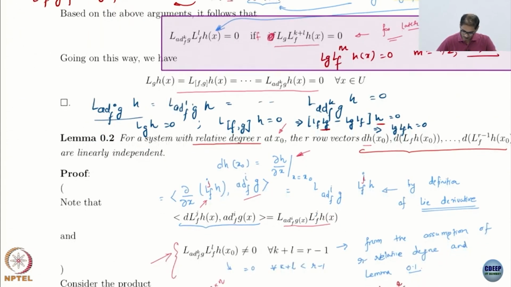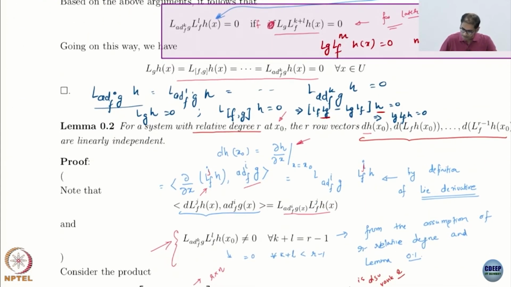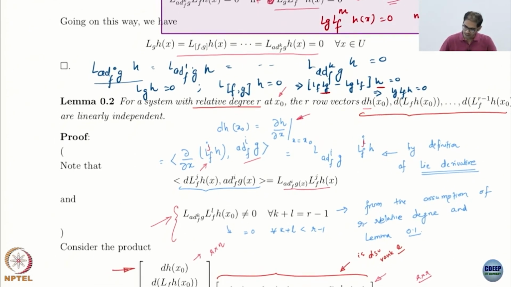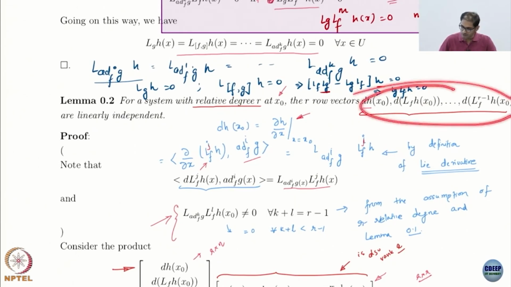You can actually start talking about independence of these vectors. Okay, what are these vectors? This is just the Jacobian corresponding to these new coordinates, that is, the new coordinates are h, L_f h, all the way to L_f^{r-1} h. If you take the d, which is just the partial, you get a Jacobian structure. Because dh is a row vector, dL_f h is a row vector, so you essentially get a Jacobian. And we wanted to prove that these r row vectors are in fact linearly independent.